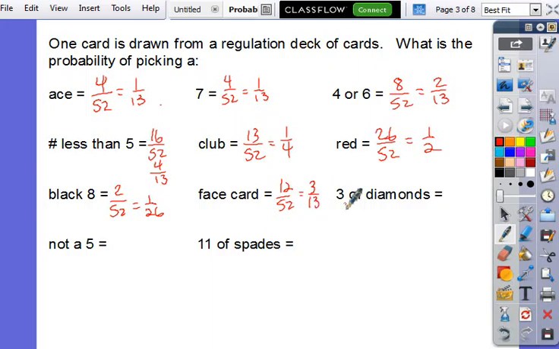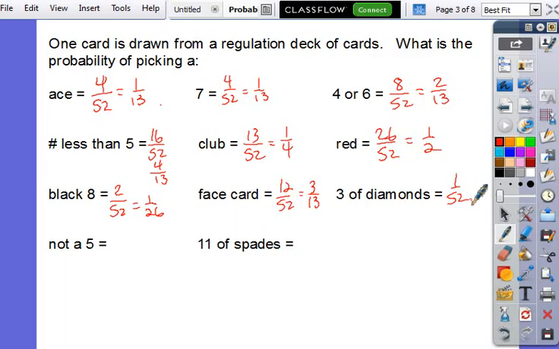All right, now look at this. A 3 of diamonds. How many 3 of diamonds are in the deck? One. There's only one that's a 3 of diamonds.